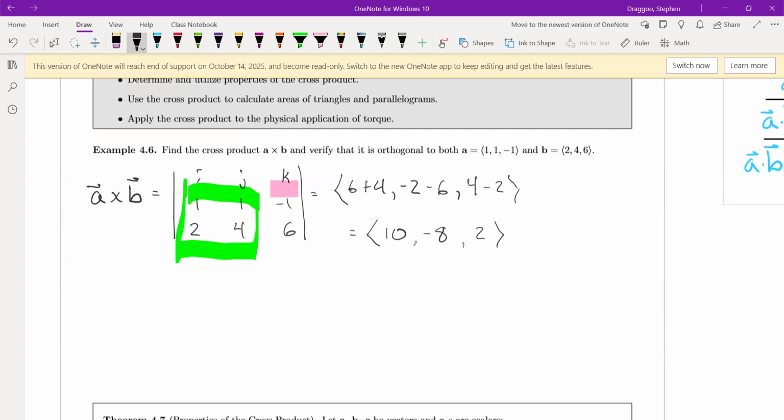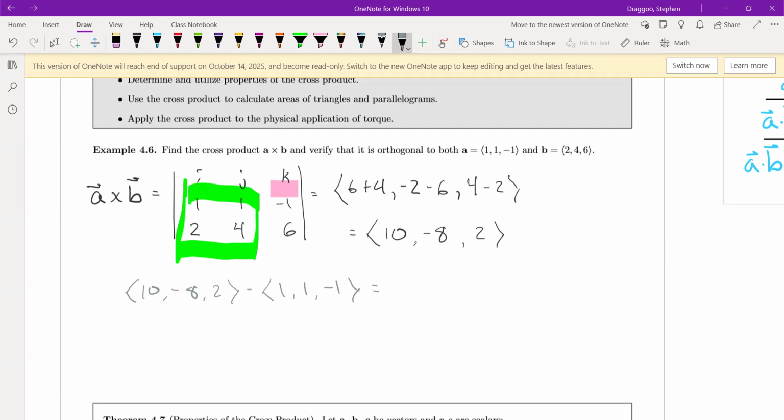But we're about to find out in this next step if our result was right, since we're going to check to see that these things are orthogonal. So I'm going to take the dot product of that result, 10, negative 8, 2, and do its dot product with both A and B. So how about 1, 1, negative 1?